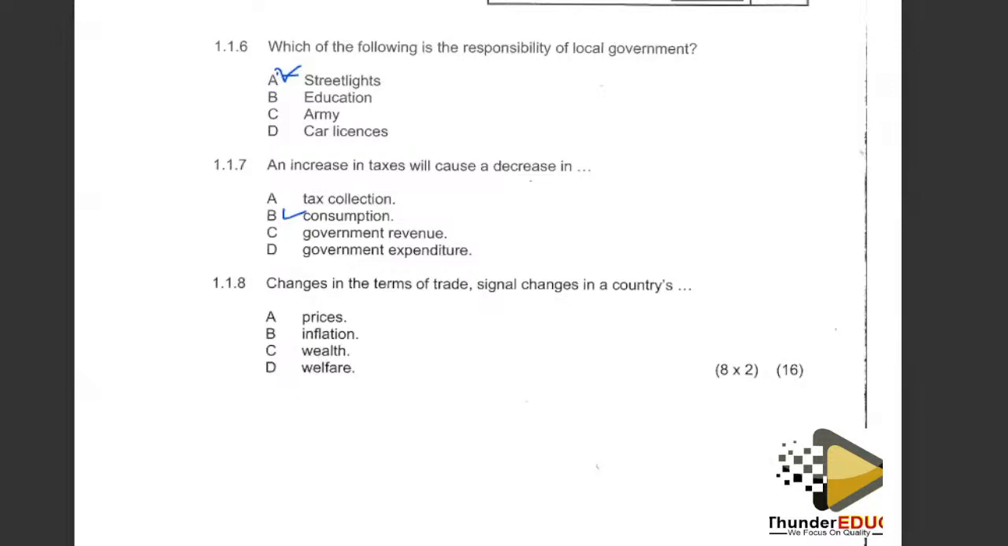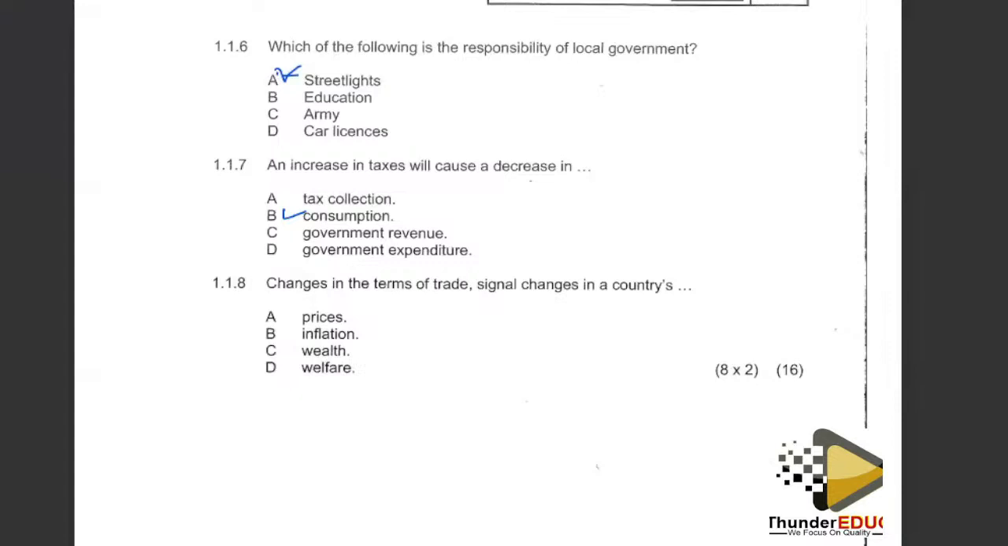Okay, right. So now moving on to the next question, we have 1.1.8. So now 1.1.8, grade 12, reads as follows: changes in terms of trade signal changes in a country's what? So now let's check the terms of trade. What is this terms of trade? Terms of trade normally calls for international trade. It means that there are flows of goods and services between countries or amongst the countries.